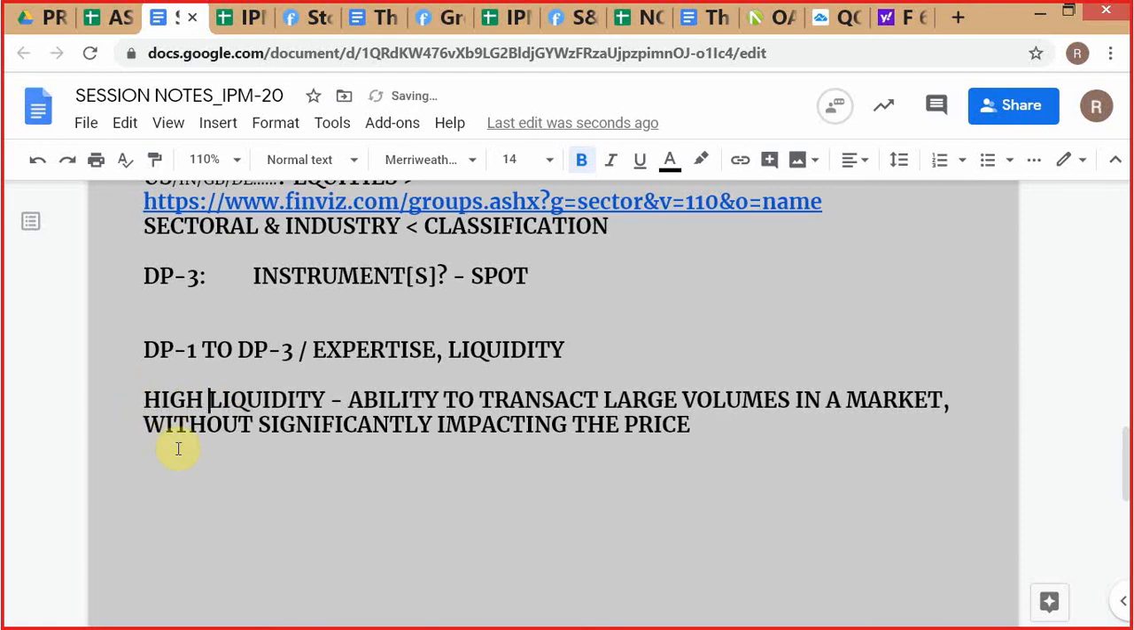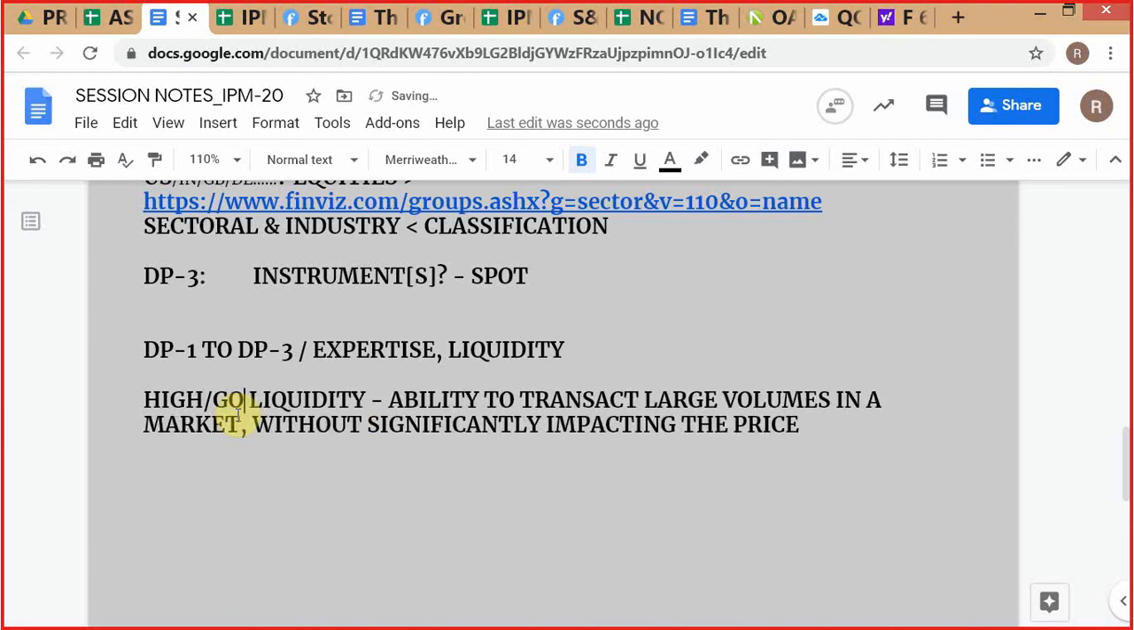there should be high liquidity, or good liquidity. We have given the definition: if you have good liquidity in a market, then you can transact large volumes without significantly impacting the price. So these things are important because of large volumes, keywords here, and impact on the price.